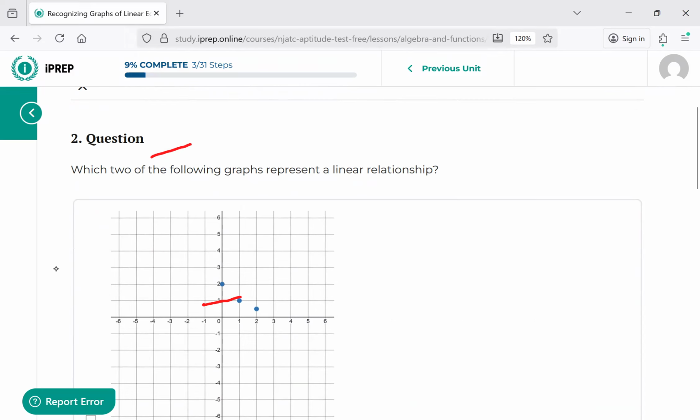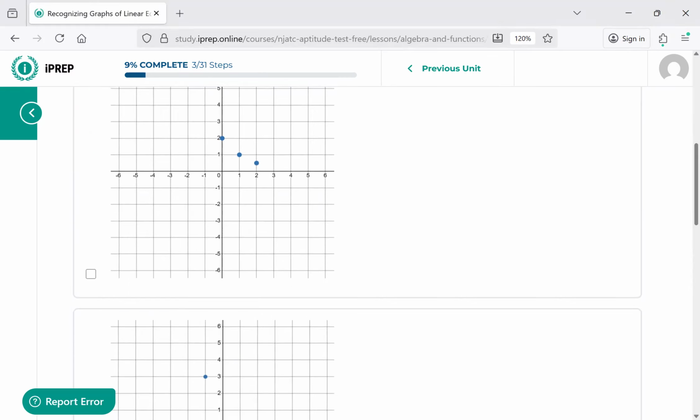Question two: which of the following represents a linear function? Wait, did I do this one? No. Let's see. I don't think this one works because it curves. It looks like exponential. Yeah, that curves just a bit.